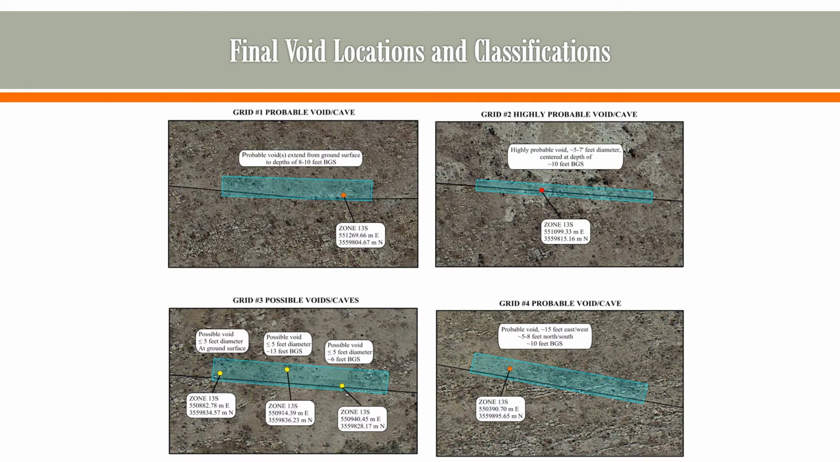Ultimately, we provided the Park Service with the locations of all of these possible and probable voids. We tried to classify them as possible, probable, or highly probable based on their nature, and provided these GPS coordinates for all those locations.